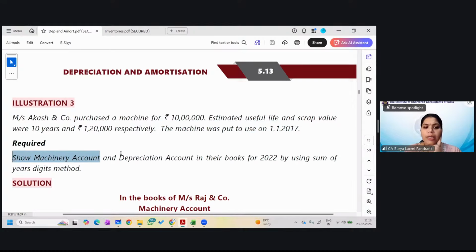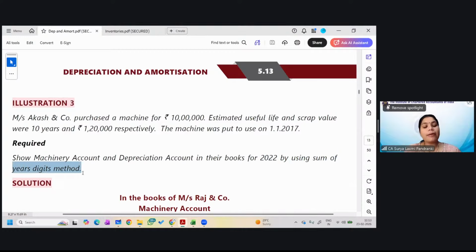They're asking you to show the machinery account and the depreciation account in the books for 2022. They're not asking you for the year of purchase. After 5 or 6 years, how will you record it in your books of accounts is what they're asking. And which method they're asking you to use? Sum of years digits method, which is what we have discussed right now.